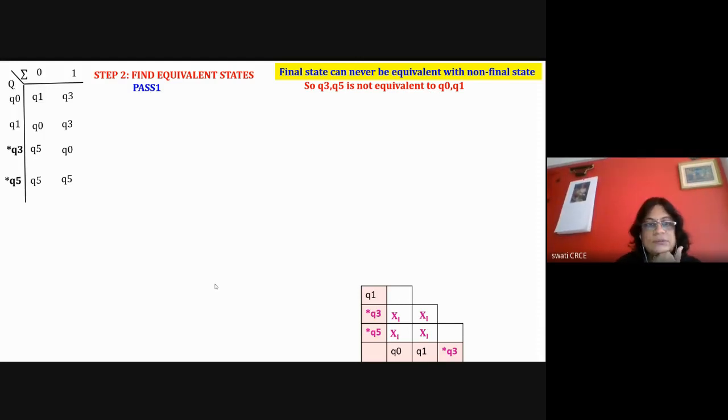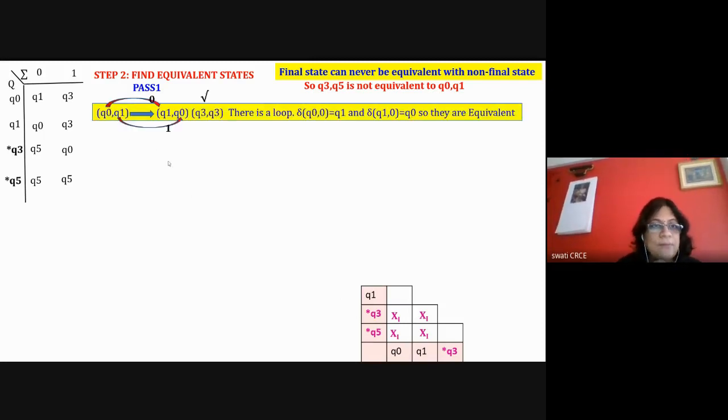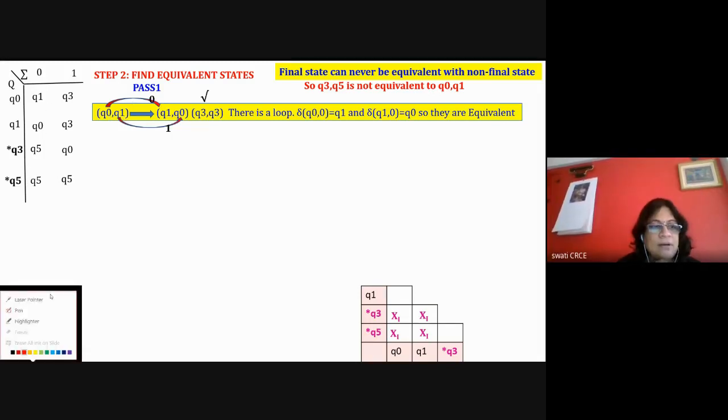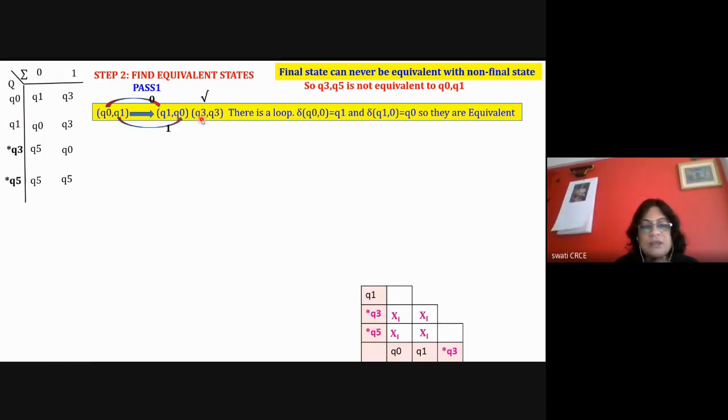So I'll just say again. Now I have to check for the equivalence between Q0, Q1. For Q0, Q1, for input symbol 0, it is Q1, Q0, that I have written down here. And Q0, Q1 with 1 is Q3, Q3. Now I have to observe both the terms. If the first pair is equivalent and the second pair is equivalent, then Q0, Q1 is equivalent. Second pair Q3, Q3, both are the same, means it is equivalent.